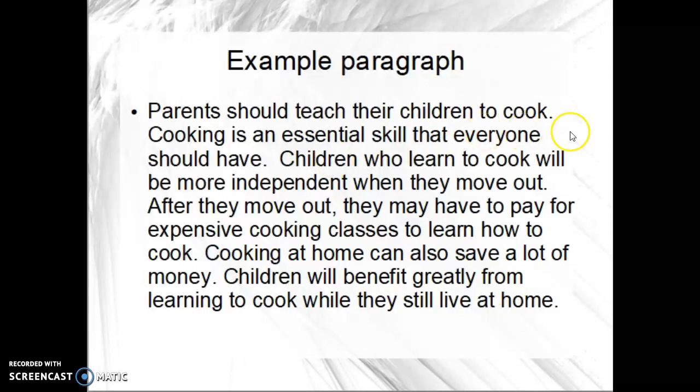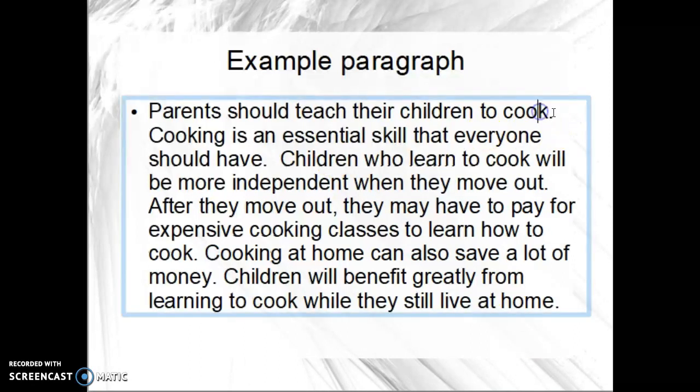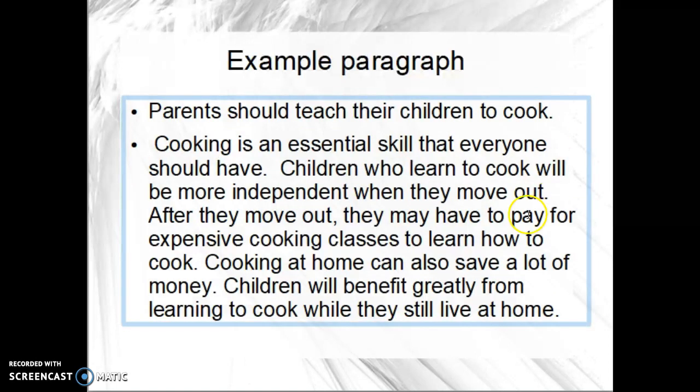Okay, so let's break apart the parts of this paragraph. Again, this is a persuasive paragraph, so each element in the paragraph should work toward proving this particular sentence right here. Our topic sentence shows the topic we're talking about, which is learning to cook, and shows our opinion on it, which is that parents should teach their children to cook. So right there, we've introduced the topic that we're trying to persuade people of.